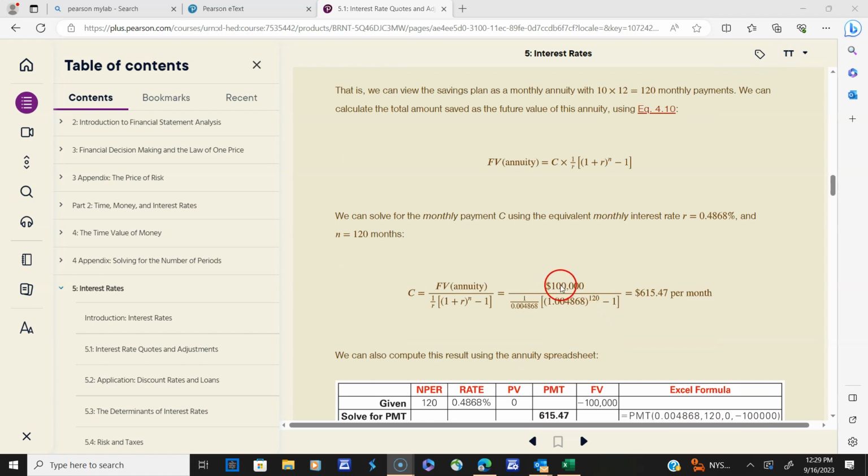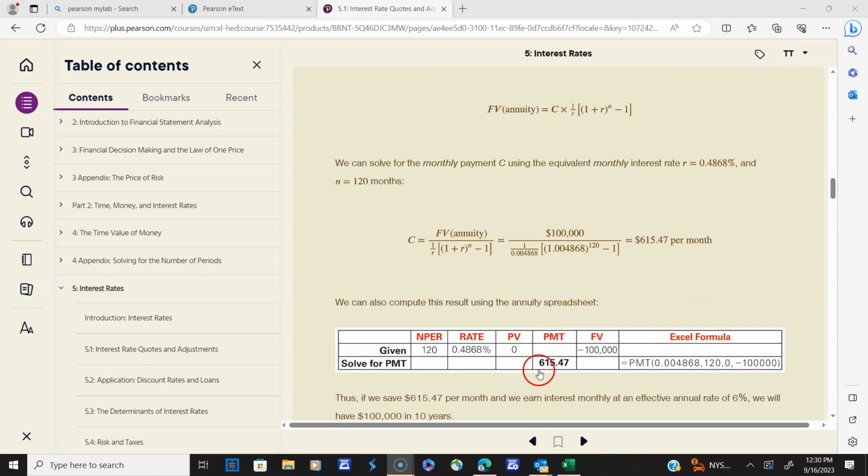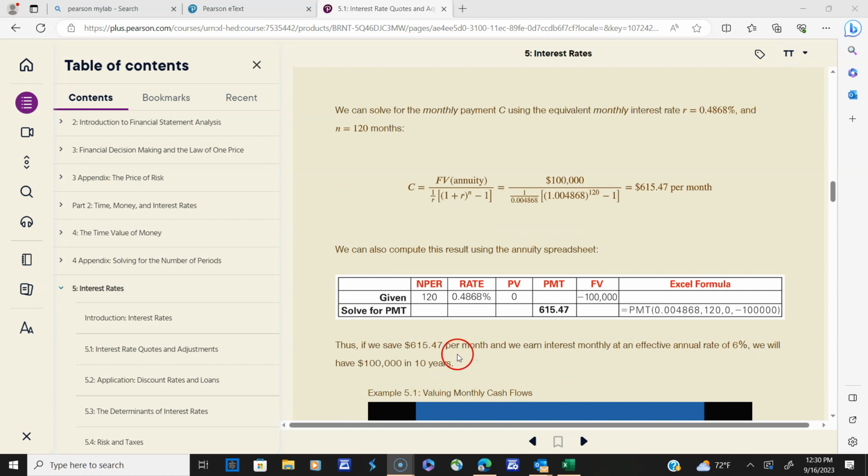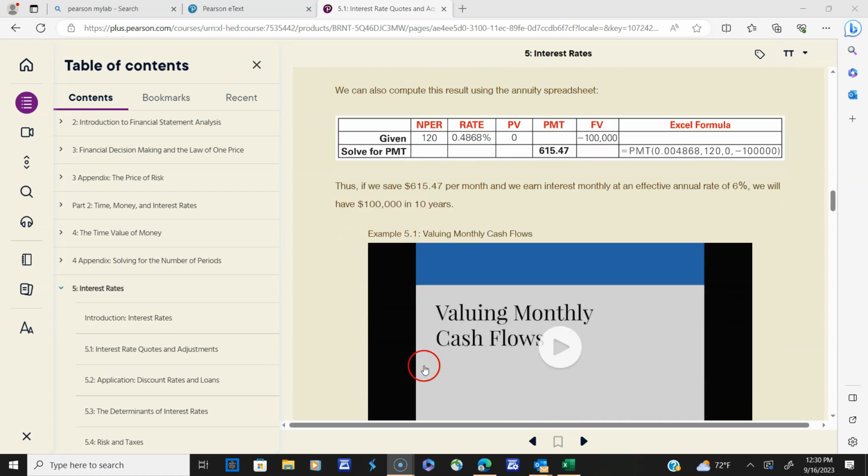So here's 100,000, and here's the rate we calculated. And here basically is what they come up with. And here they are using Microsoft Excel. And they say if you want to have $100,000 in 10 years, you've got to put away $615.47 a month. Thus, if we save $615.47 per month, and we earn interest monthly at an effective rate of 6%, we will have $100,000 in 10 years.